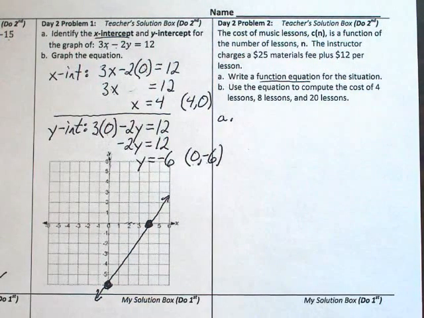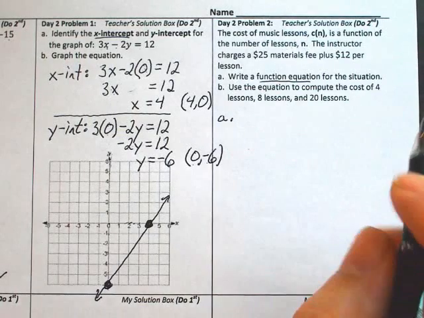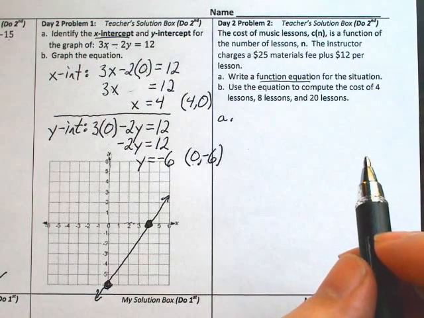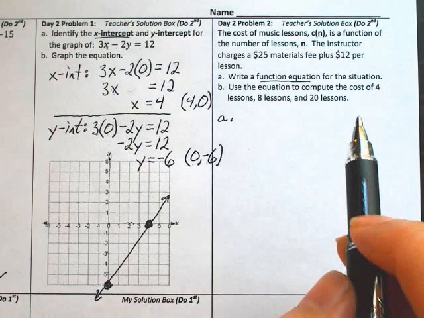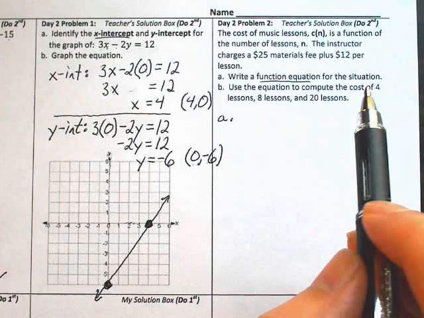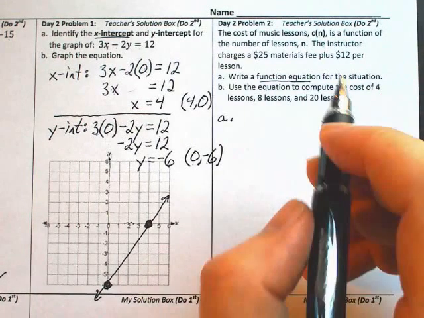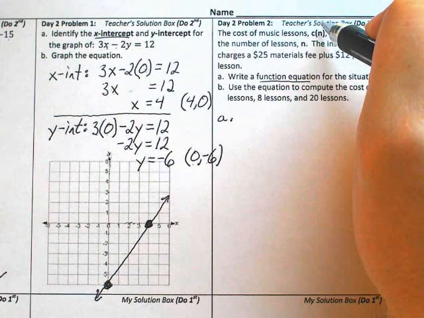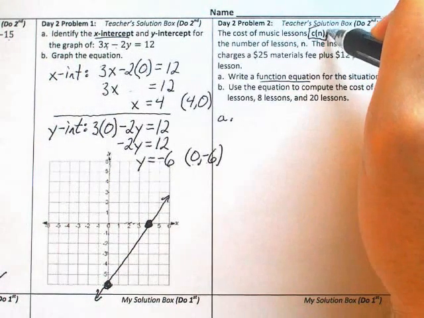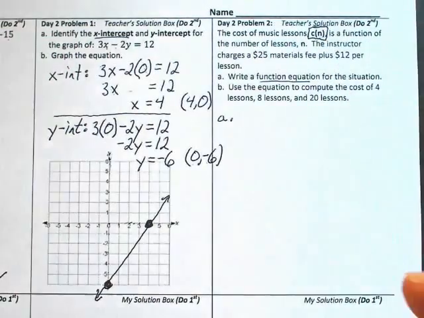We are asked to write a function equation. Now, our equation is going to have numbers in it. It's going to have an equal symbol. It's going to have variables. And in this question, we're told specifically what numbers we need to use and what the variables are. Okay? We're going to write an equation for the cost of music lessons. And we're told to use these symbols here to be the cost of the lessons. C of n is how you say that.